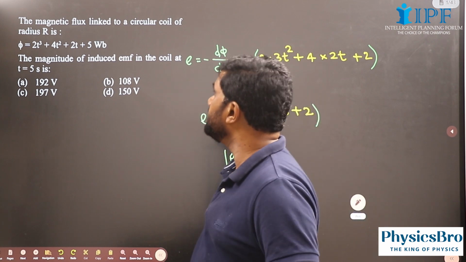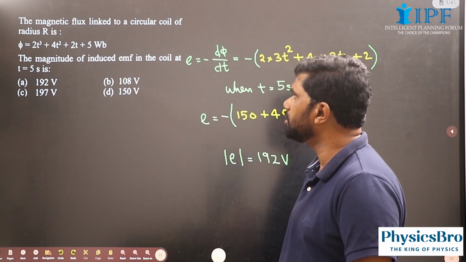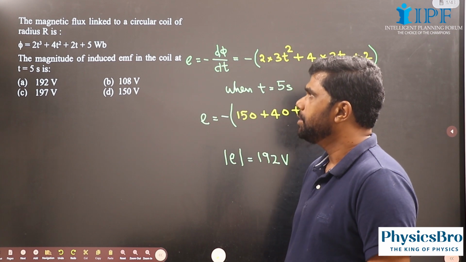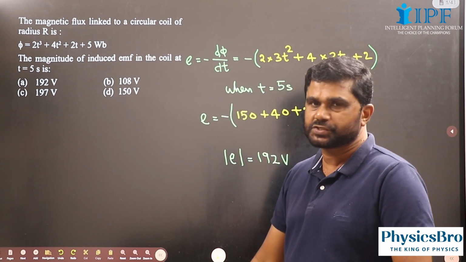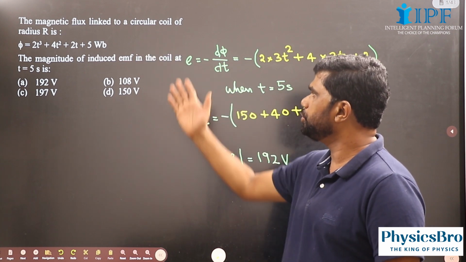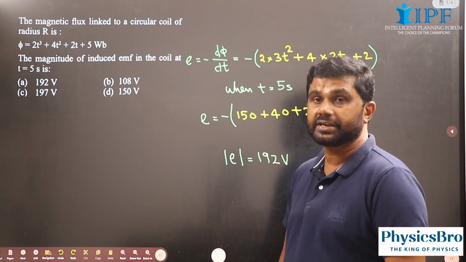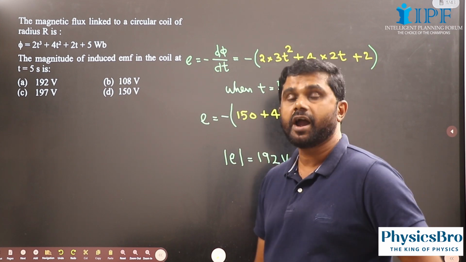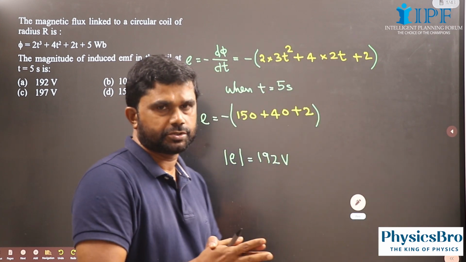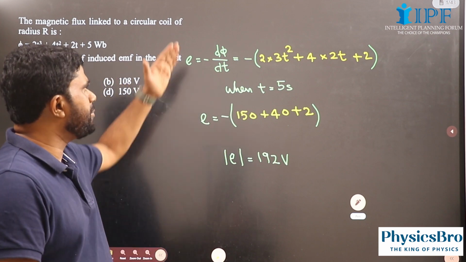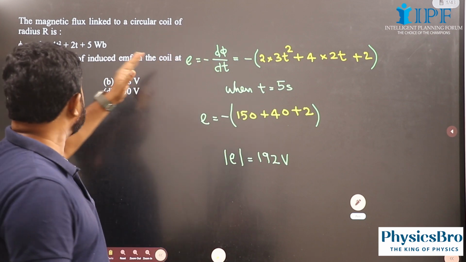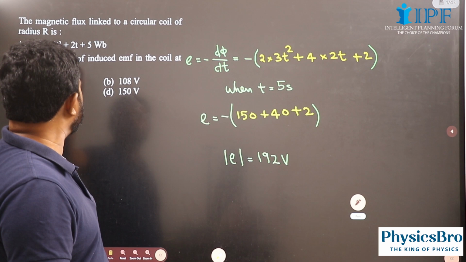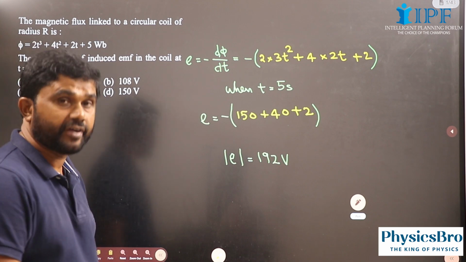The magnetic flux linked to a circular coil of radius capital R is given by an expression. We have to find the magnitude of the induced EMF in the coil at t equal to 5 seconds. Induced EMF is actually minus d phi by dt, and phi is given as 2t cube plus 4t square plus 2t plus 5 Weber.